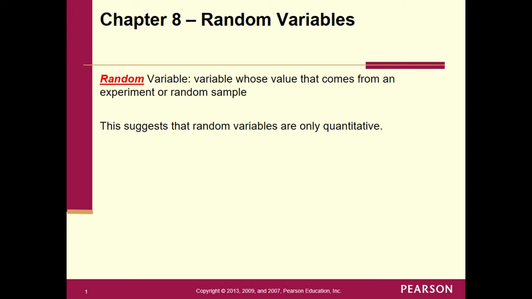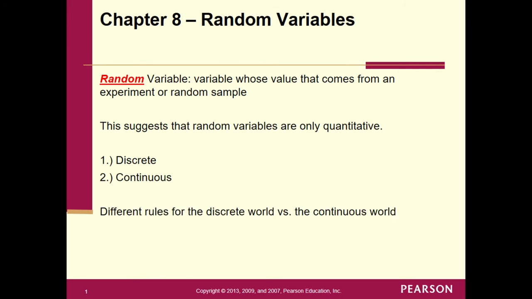Now, this definition suggests that random variables are only quantitative. Why? Because it says variable whose value, okay? So since the variable is producing a value, random variables really are only quantitative in nature. So let's think about the quantitative variables. We have discrete and we have continuous. So we have discrete random variables and we have continuous random variables.